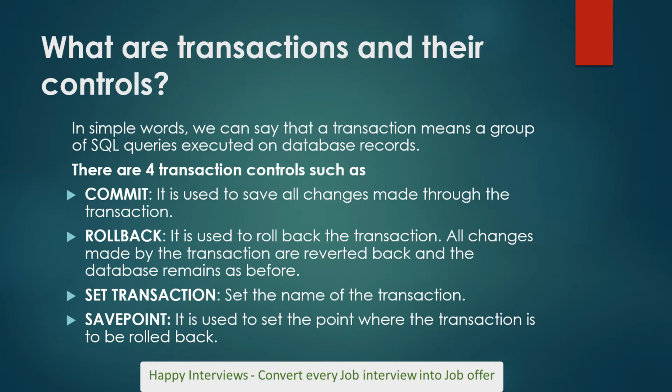And there are also set transaction and save point, which are typically based on our databases only. That save point is a point up to which we want to roll back. Like if I say that you are writing something in a Word document and you have around 100 lines to write, and you have set save points after every 20 lines.